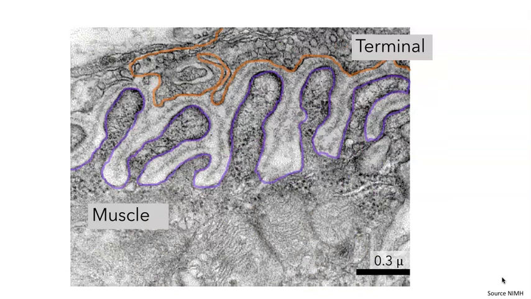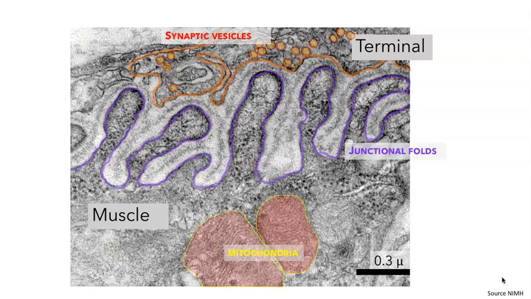This is an image from a different neuromuscular junction, but once again we can see the axon terminal at the top and the muscle cell beneath it. I've highlighted the membranes. Here, because it's a higher magnification, we can see the numerous synaptic vesicles that are present in the terminal. In the muscle cell, we can see mitochondria here. And I think you can also see that there are these junctional folds.